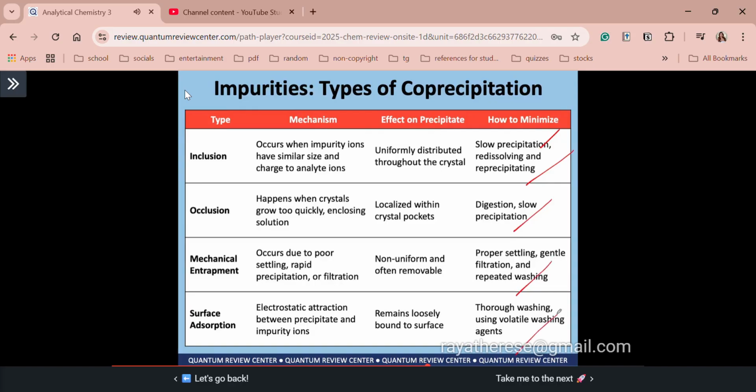Thorough washing. Di ba? Kung ginagawa naman na yan during the procedure, exactly, ginagawa na to. So you just have to be aware. Kailangan aware ka that when you do these steps, you are minimizing the effects, class, of co-precipitation.